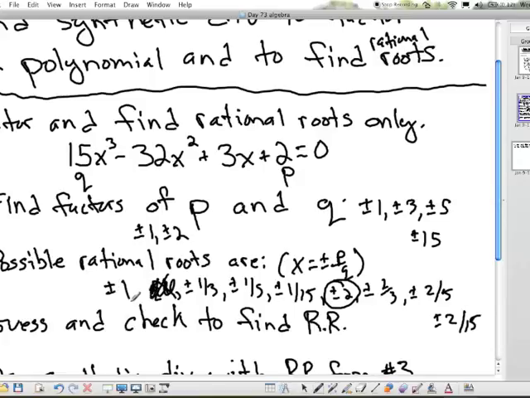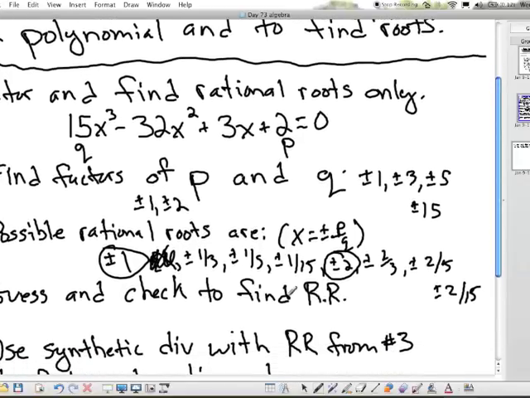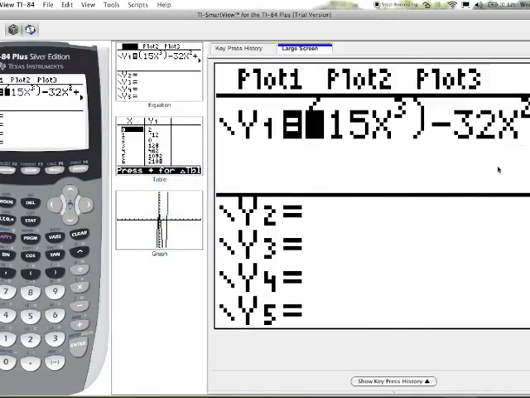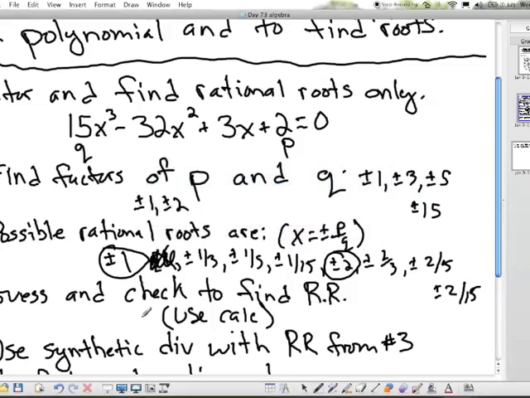So I forgot to write plus or minus 1. Now the reason why I'm circling my plus minus 1, plus minus 2, those are the two possible roots I would check first. So we want to use guess and check to find the rational roots. And again, use the calculator. So we go to our calculator. We go to y equals. You enter in the polynomial, which I already did. You hit second trace. Enter. Now, the possible rational roots I want to check are 1 and 2.